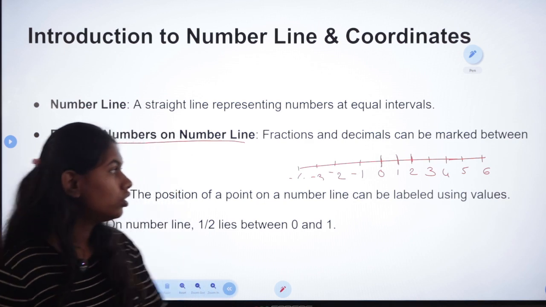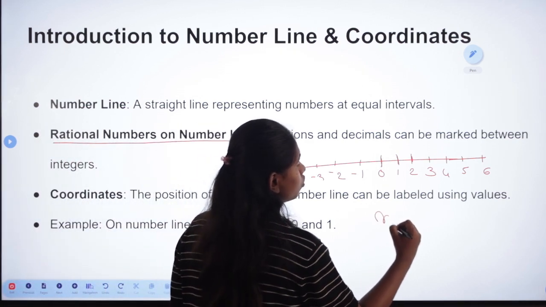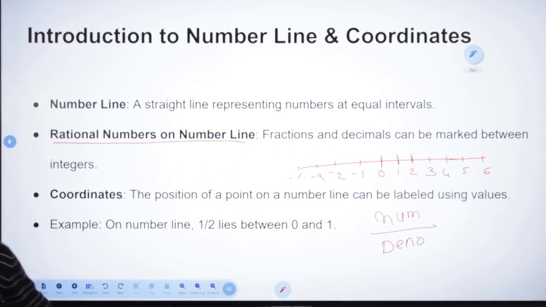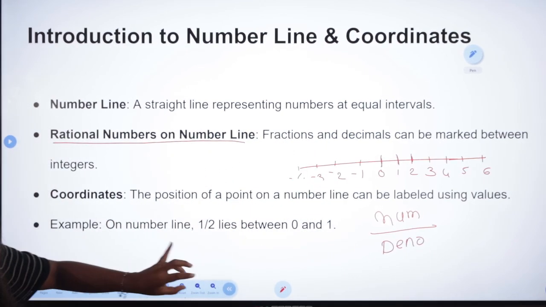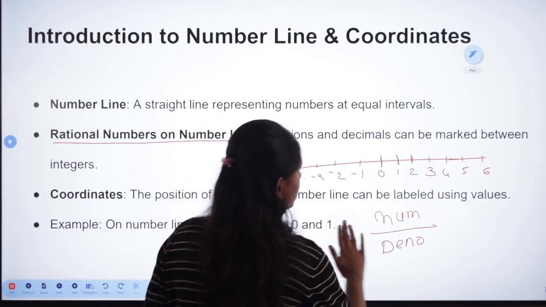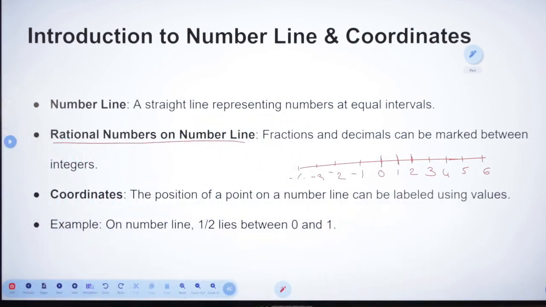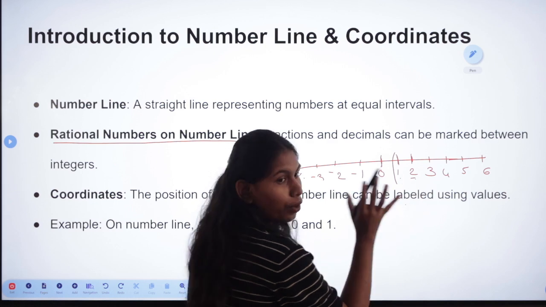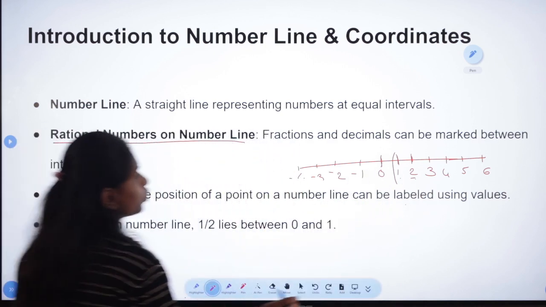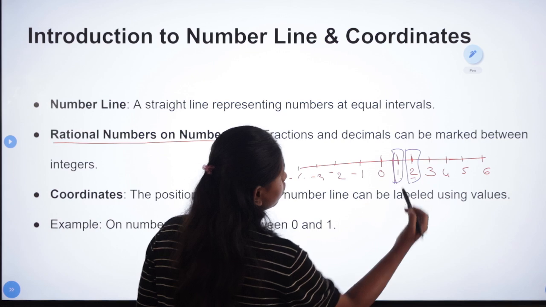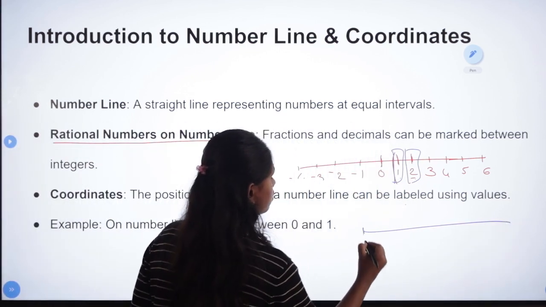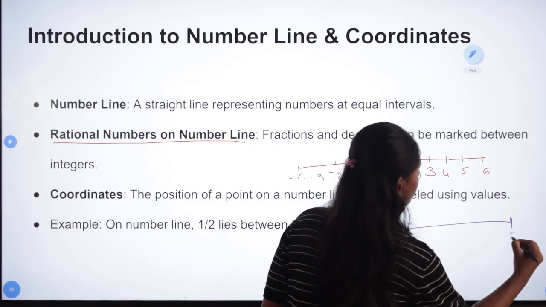Now what is meant by rational number? A number which has a numerator and a denominator. A number which has one numerator and one denominator is known as a rational number. Now where is the rational number on the number line? When you take 2 points, suppose I am taking the point 1 and the point 2.